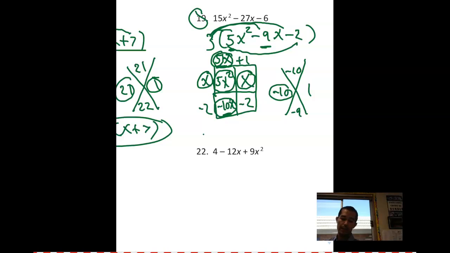So what's the final answer? The final answer, we still need to write down the 3 that's just hanging out. And then we write down what we have on the top. And then we want to write down what we have on the left. So, the final answer would be 3 times 5x plus 1 times x minus 2. Okay, so 3 times 5x plus 1, x minus 2. If you needed to check that, you can always double distribute and make sure that everything worked out correctly. Okay.